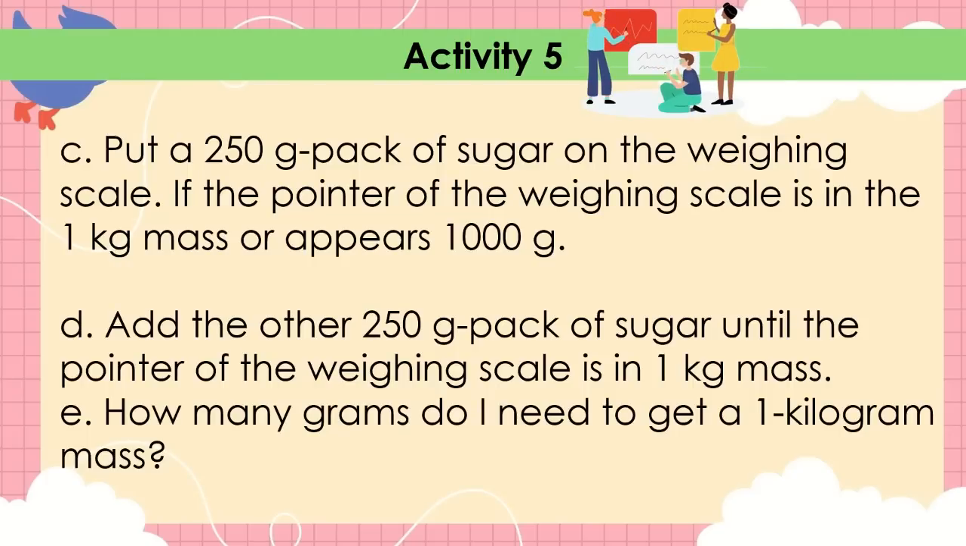Put a 250 gram pack of sugar on the weighing scale. If the pointer of the weighing scale is in the 1 kilogram mass or appears 1000 gram, add the other 250 gram pack of sugar until the pointer of the weighing scale is in 1 kilogram mass. How many grams do I need to get a 1 kilogram mass?